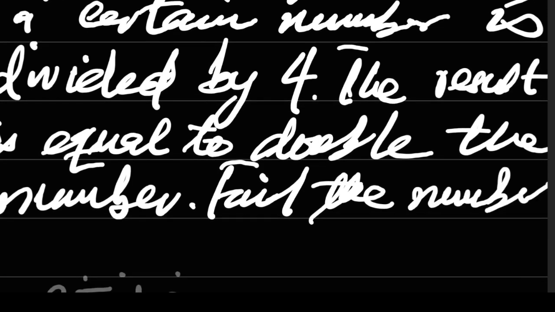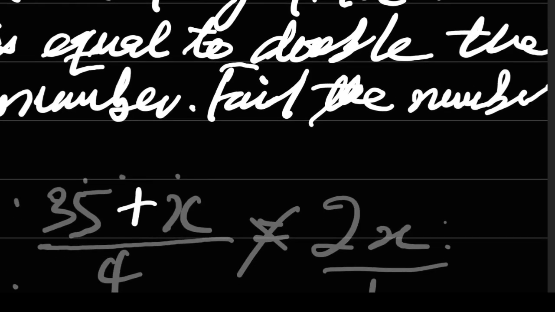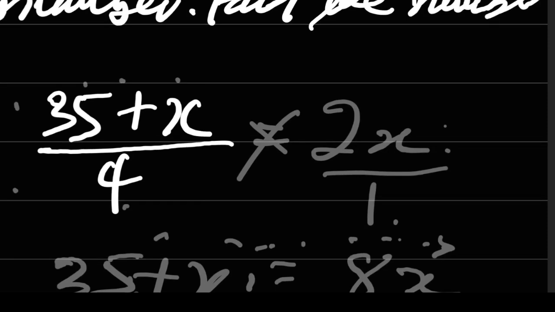As usual, we are going to analyze the question. Let's go. The sum of 35 and a certain number is divided by 4.